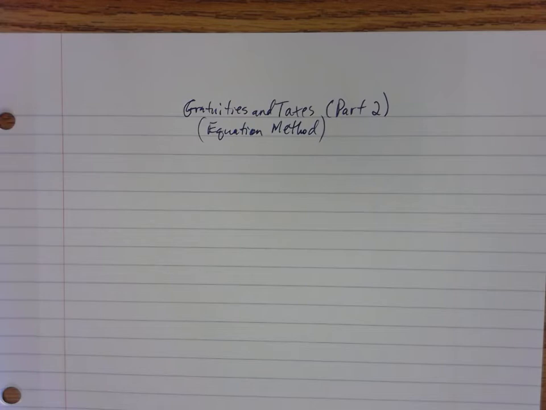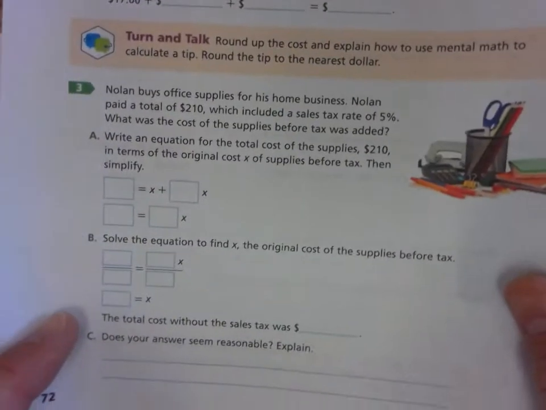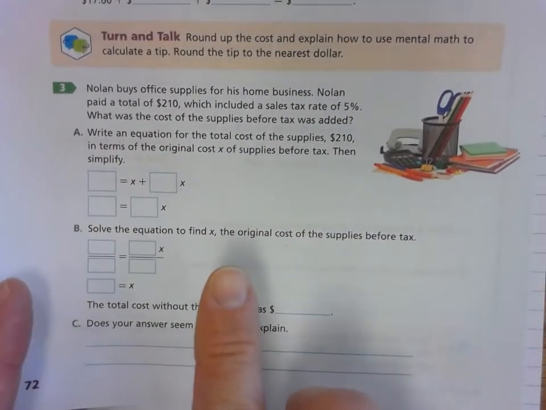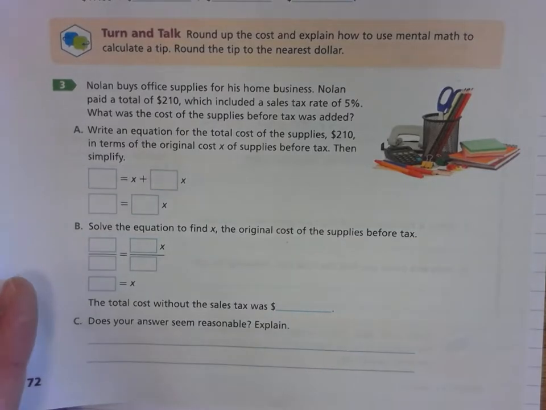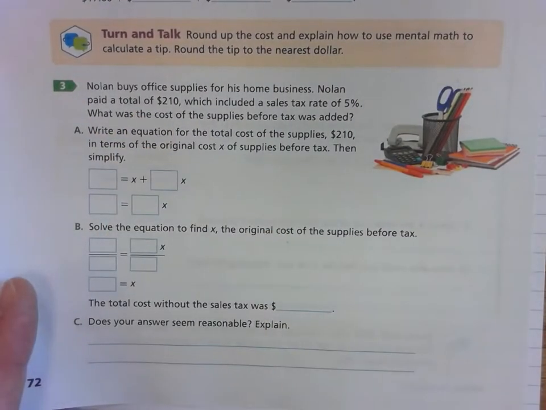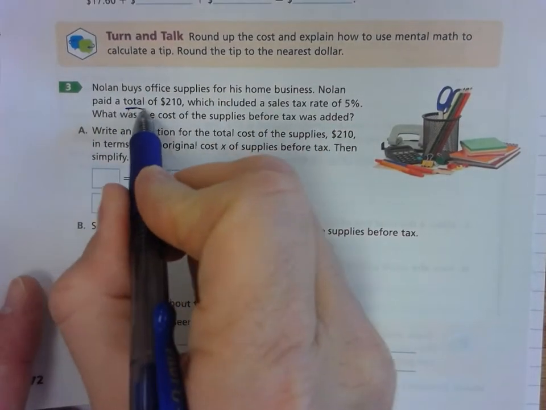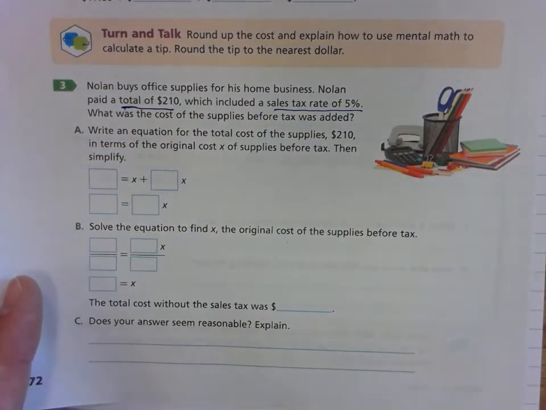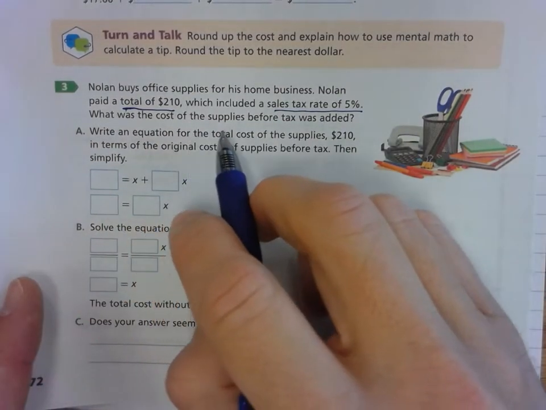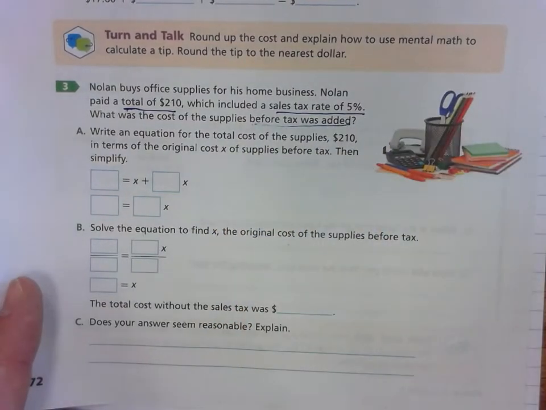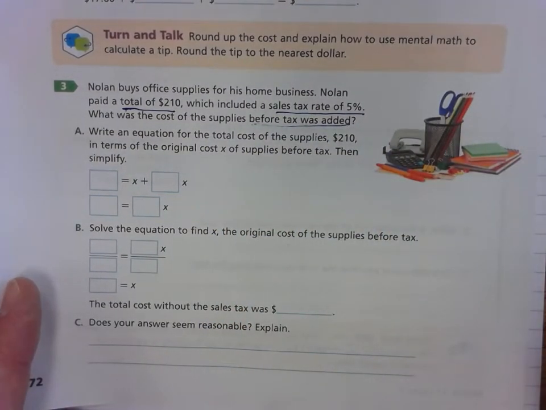Okie dokie. So here was where we were the last time when we stopped. We were talking about this question, and I didn't want to run much over. So right here is where I was. Nolan has already paid a total of $210, and that included a sales tax rate of 5%. You want to know what the cost was before the tax was added. This is a little bit different type of problem than what we had worked earlier, so I want to specifically spend a little time on that.